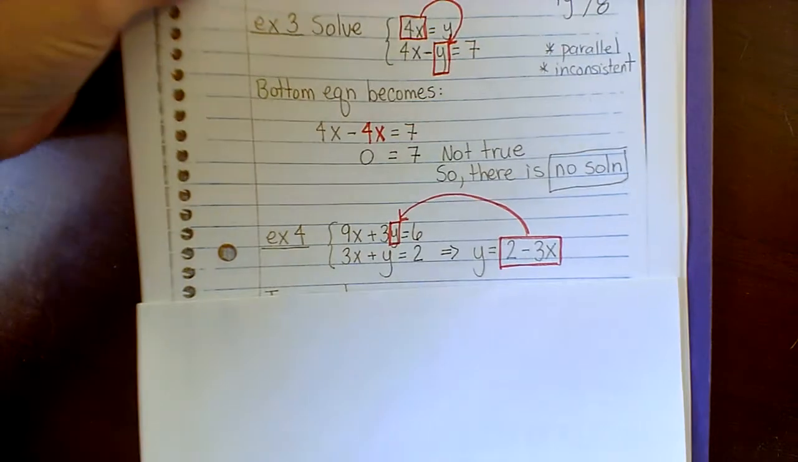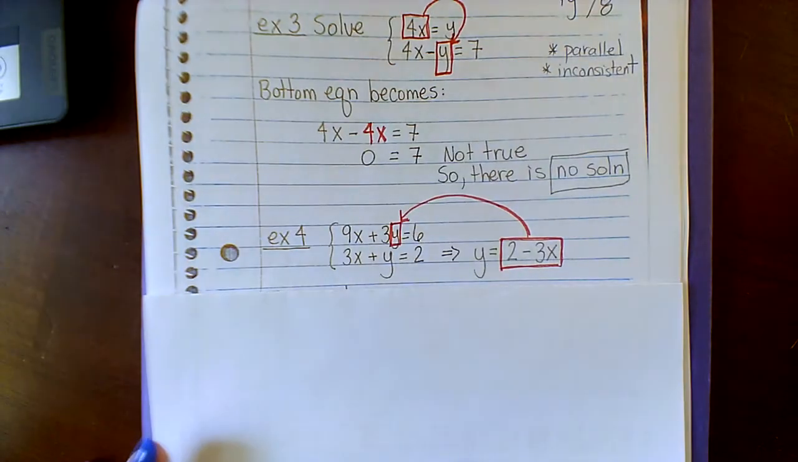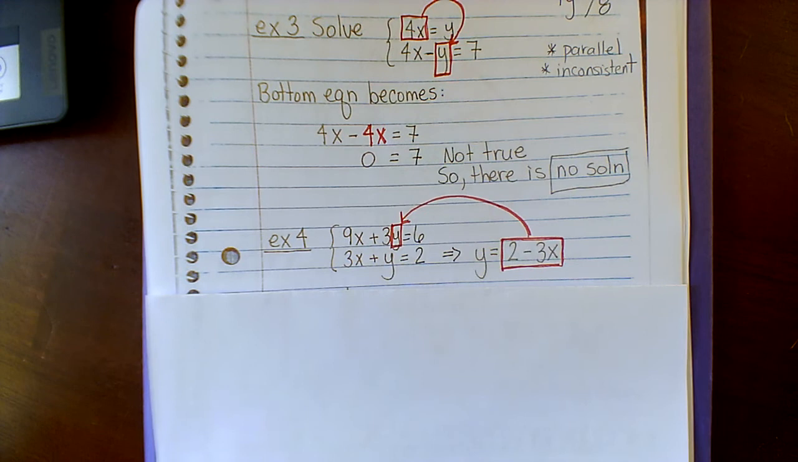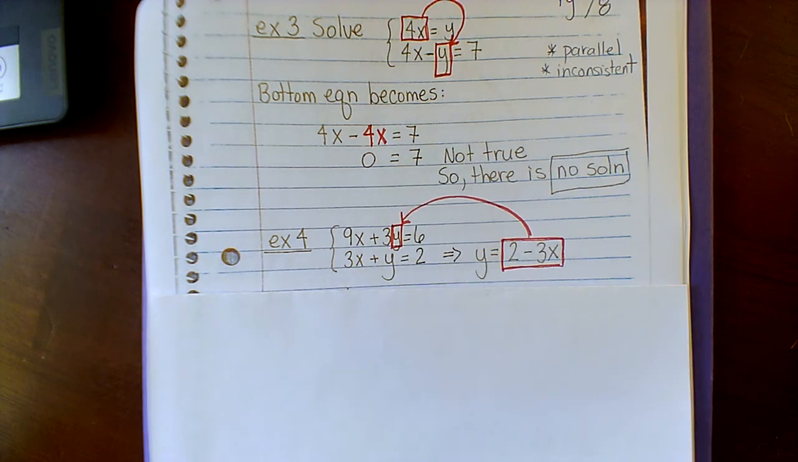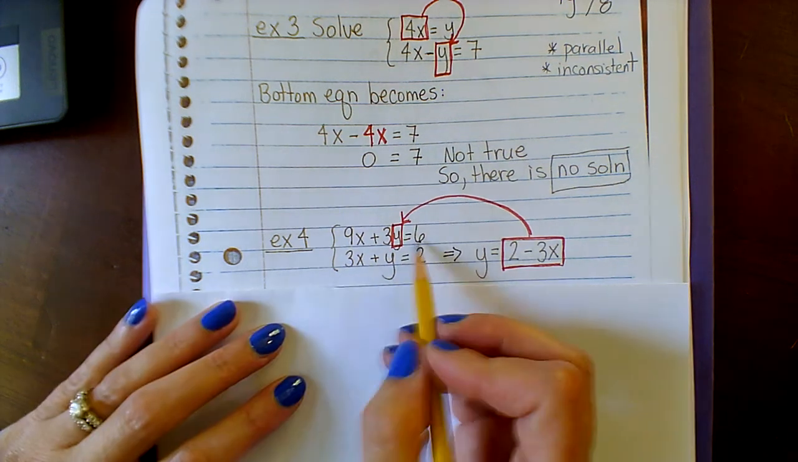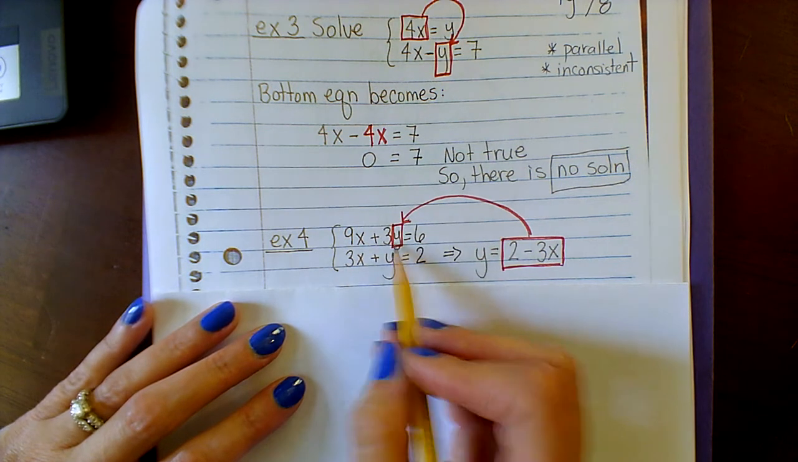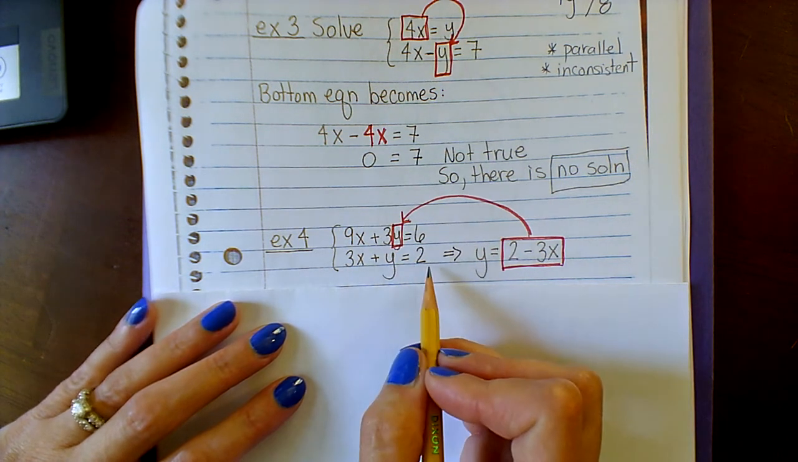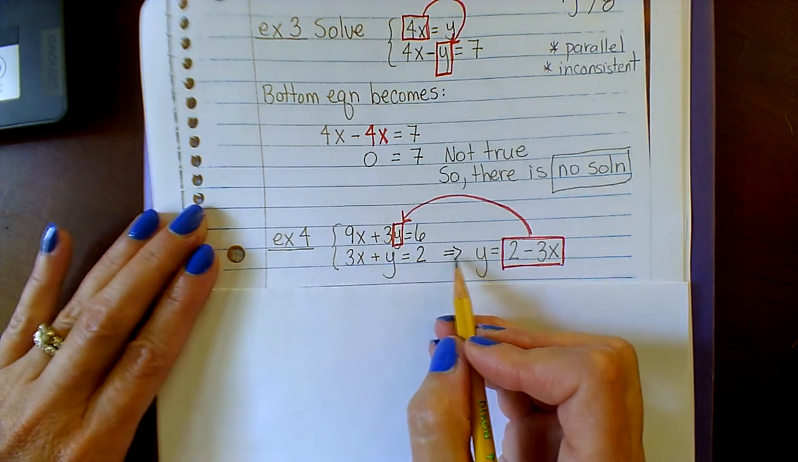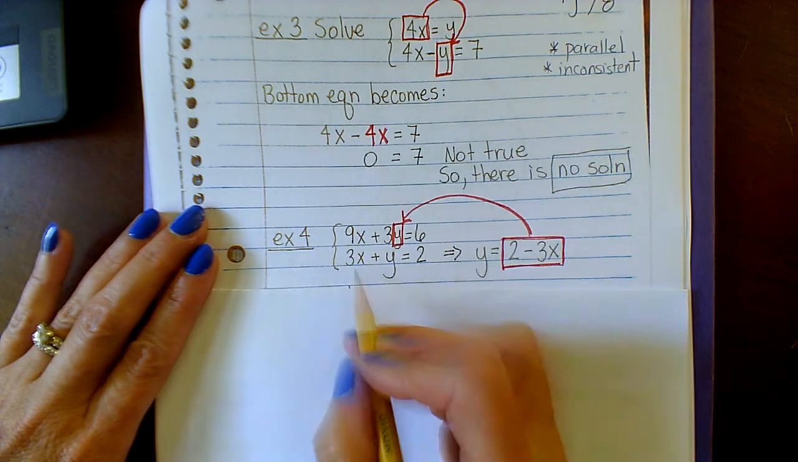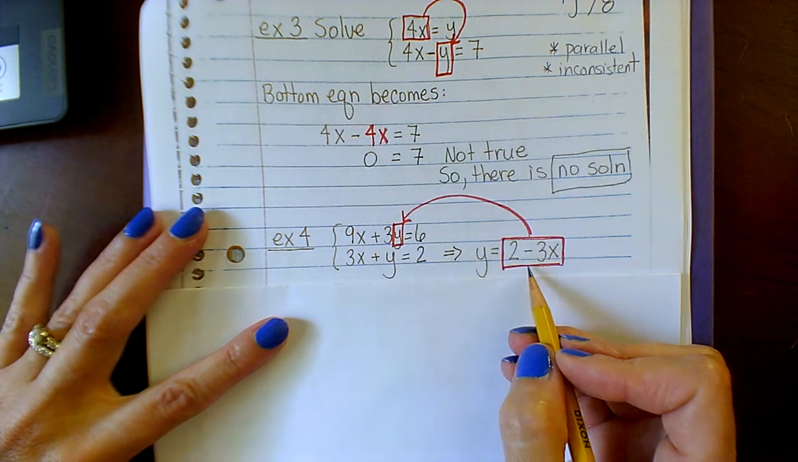But okay. Now, they're going to get a little harder. Because now with example 4, I don't have a variable solved for. So I have to pick one of these equations and solve for a variable. Now, looking at these two equations, 9x plus 3y equals 6, 3x plus y equals 2, I chose, that little double arrow there, I chose to solve this bottom equation for y.